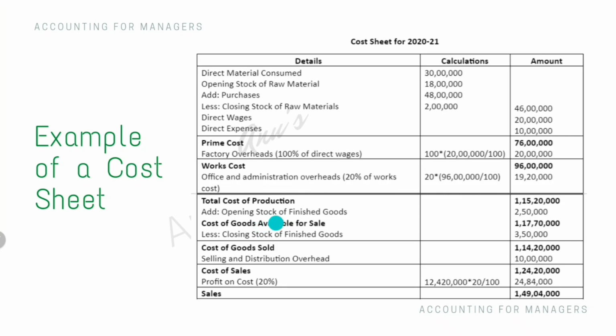To that they are adding the opening stock of finished goods, which was worth 2 lakh 50,000 rupees, making the total cost of goods that were available for sale. This opening stock of finished goods is from when the accounting cycle started for 2020. They had 2 lakh 50,000 rupees worth of finished goods already in their inventory, which is ready for sale. So the total cost of goods available for sale becomes 1 crore 17 lakh 70,000 rupees.